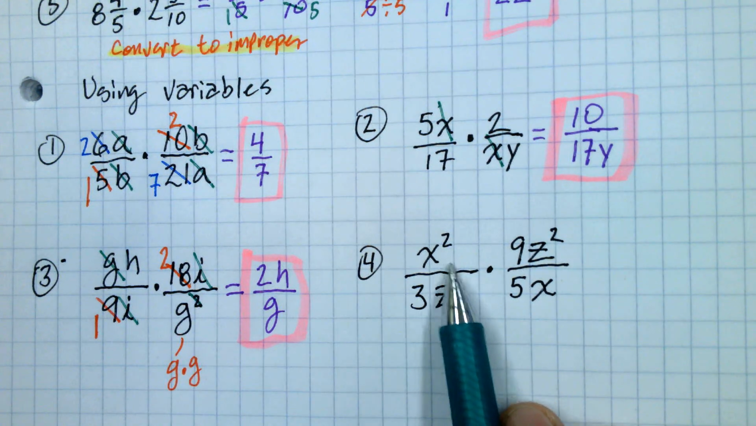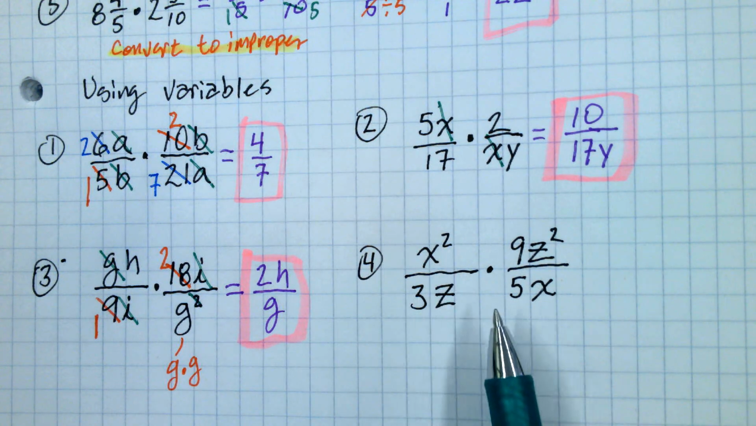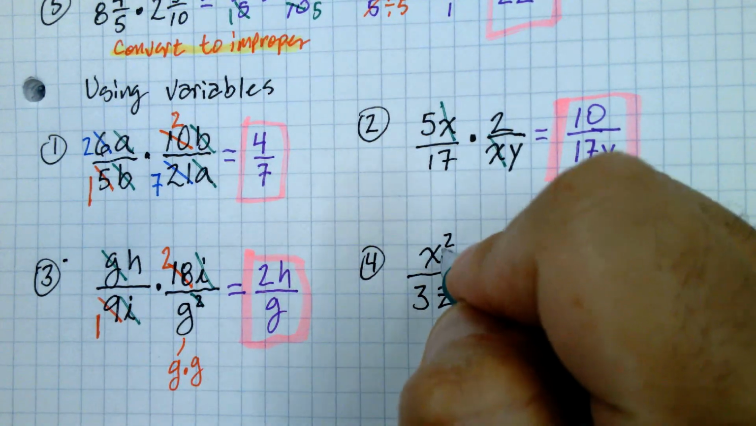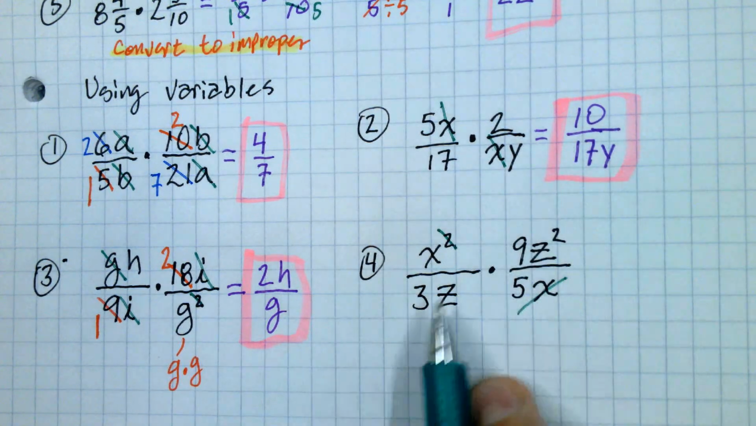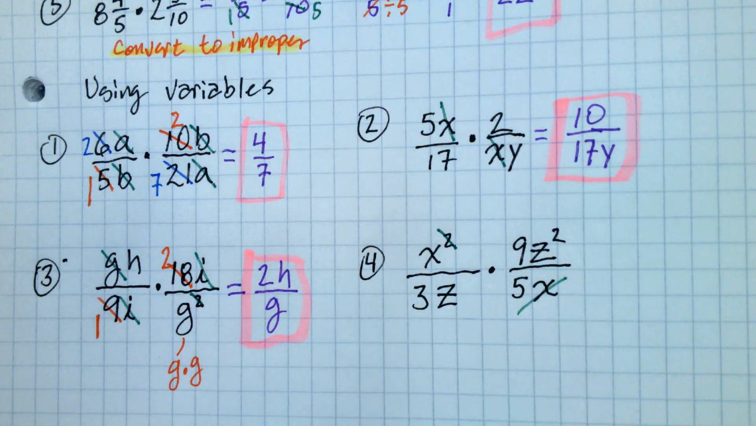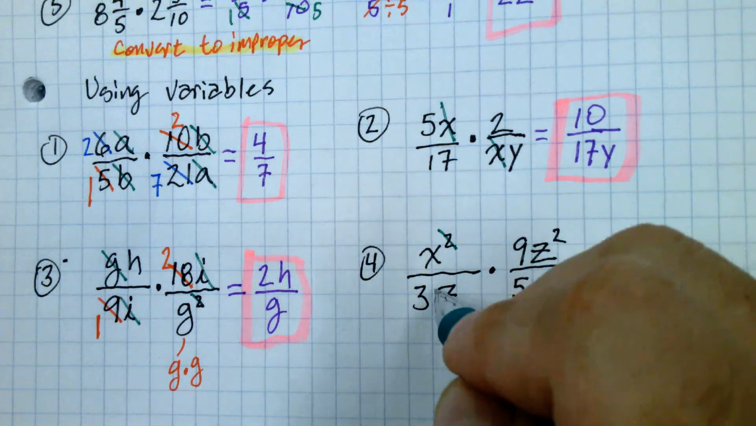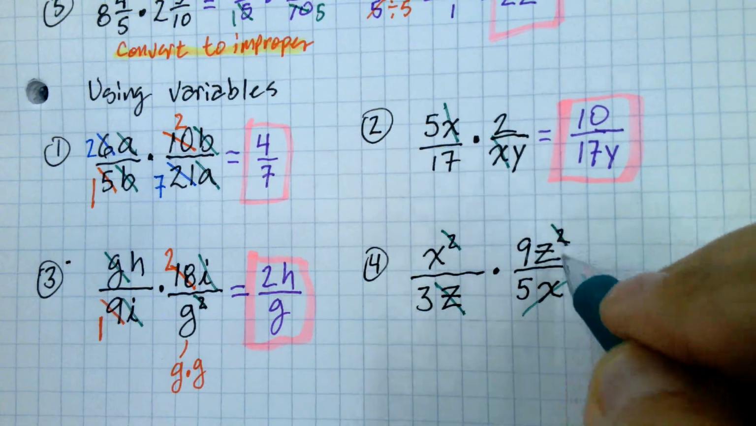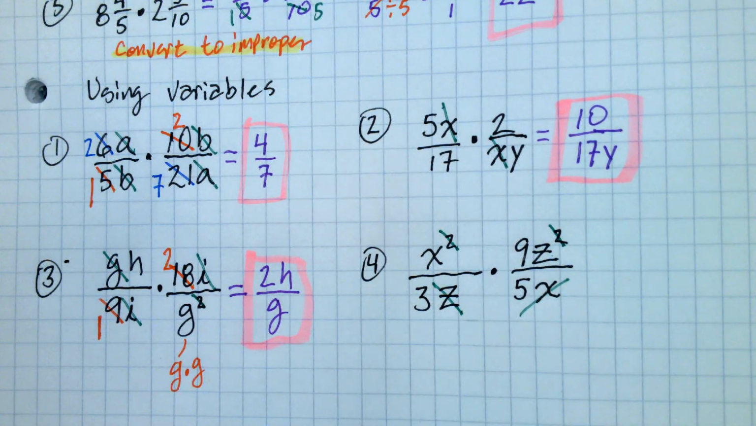I can cancel x's, right? How many x's can I cancel out from the top and bottom? 1. So this one is gone. And one of these 2 goes away, so I'm just going to cross out the 2, to show that. Do the same thing with the z's, right? I can cancel out this z. This z divides with one of those z's. So I'm still going to have that z left. Okay? All right.